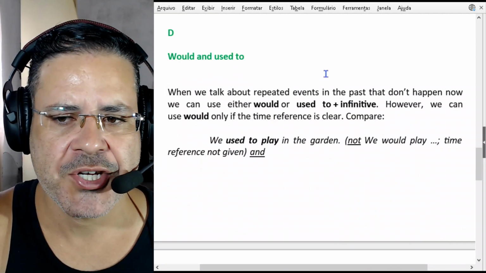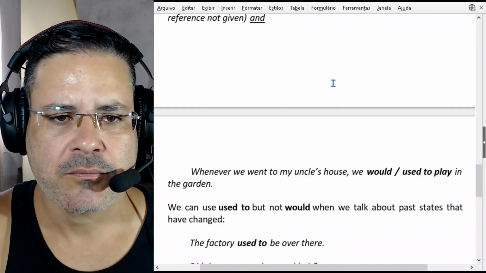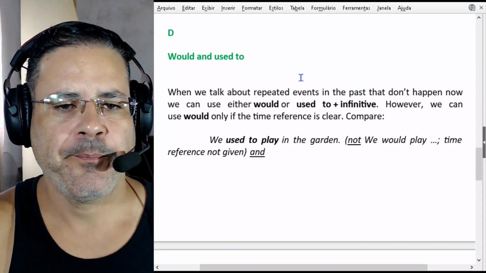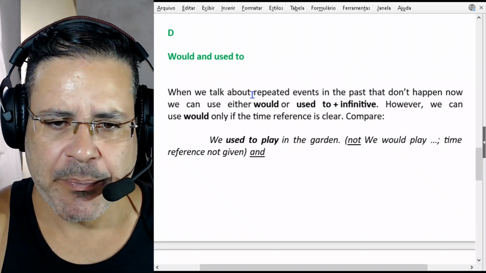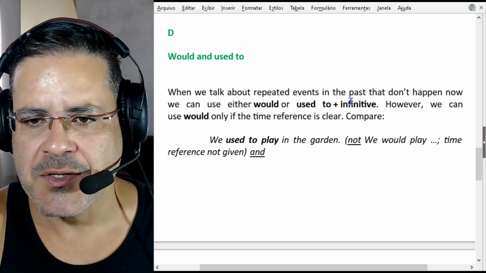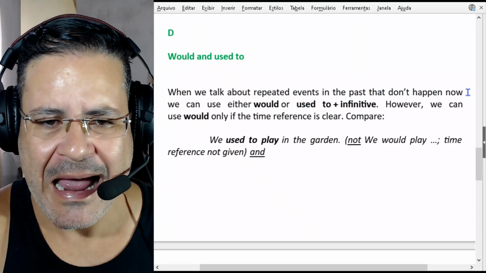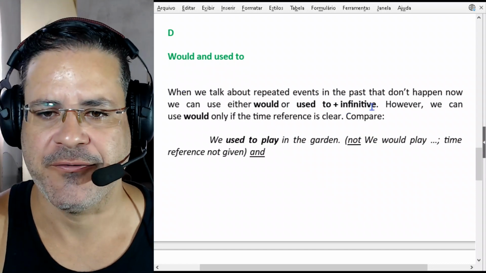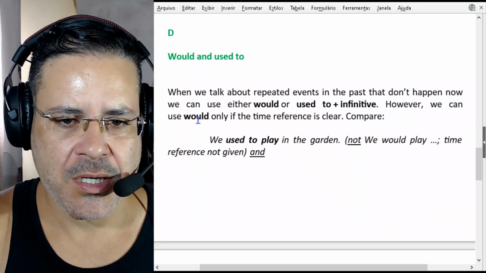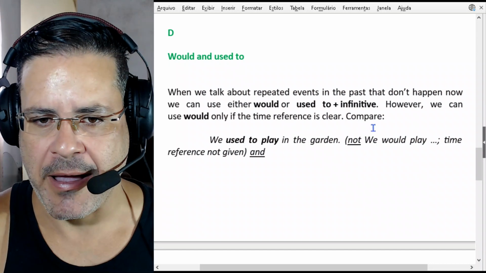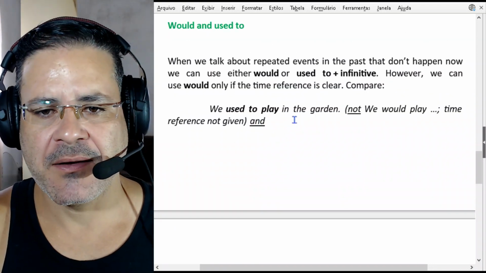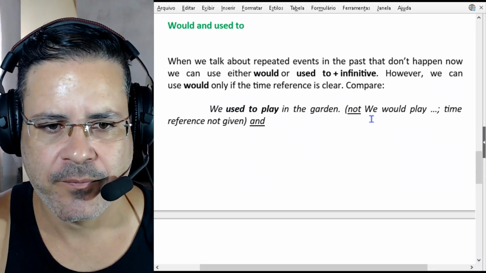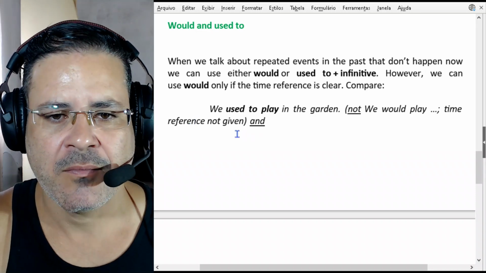Okay, let's move on to section D. We're talking about would and used to now. When we talk about repeated events in the past that don't happen now, we can use either would or used to plus infinitive. However, we can use would only if the time reference is clear. Compare: we used to play in the garden, not we would play. Time reference not given.